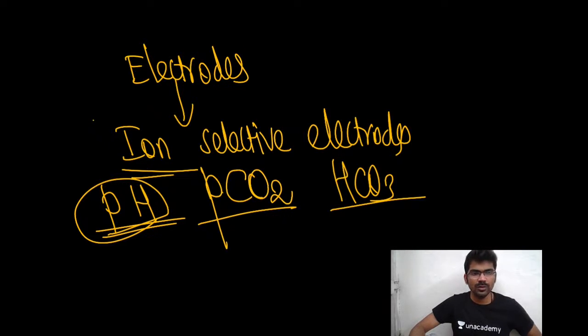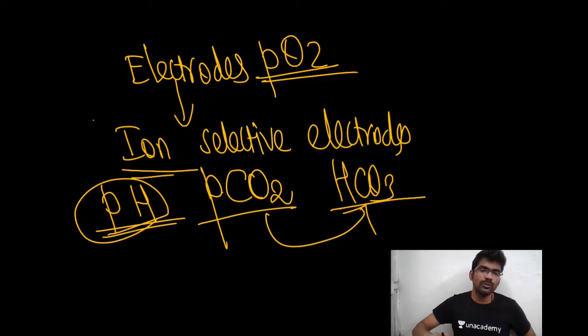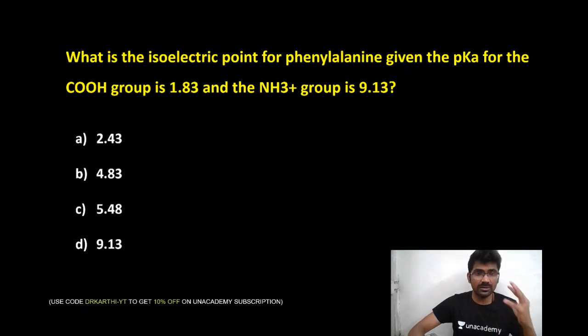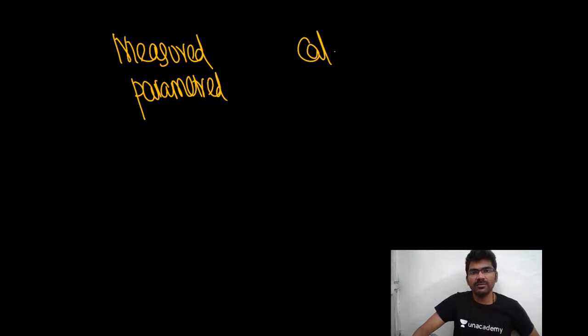PO2 you measure, but bicarbonate can be derived from PCO2. So you don't have an electrode for everything. So this also you need to understand. That ABG machine is going to calculate. So there are two kinds of parameters: the parameters which are actually measured, the measured parameters, and calculated parameters.